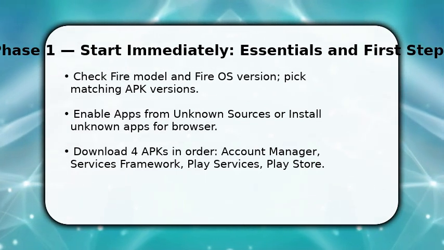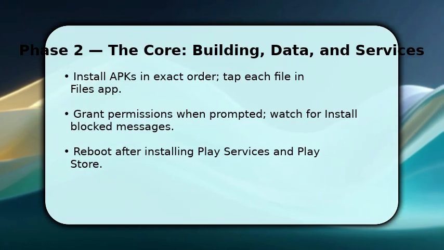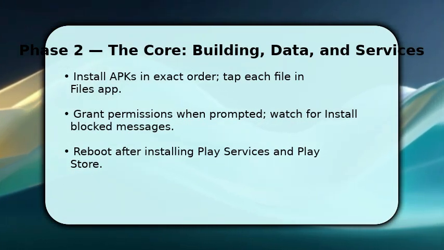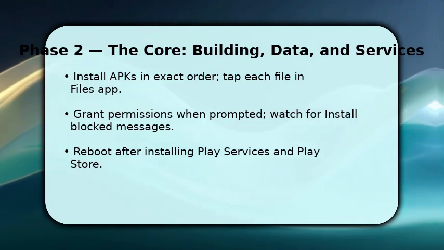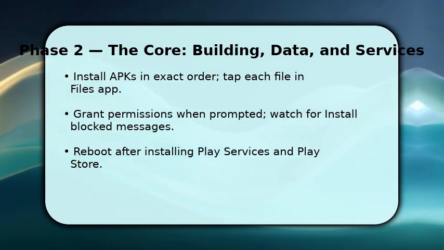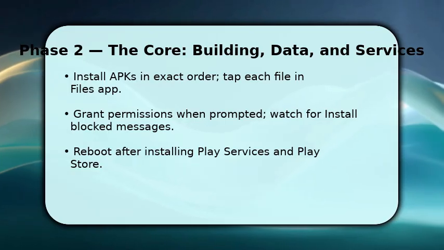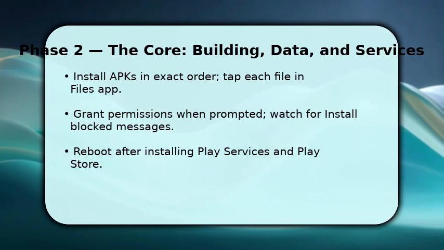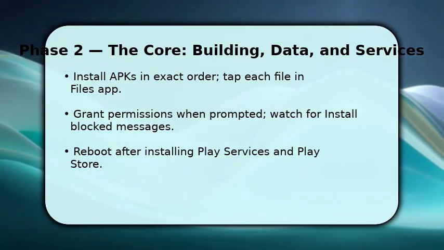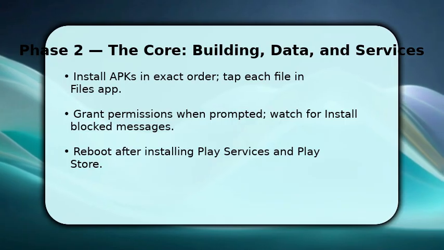Next, open the Files app and install each APK one at a time in the same order you downloaded them. This ensures dependencies resolve. Make sure you allow the browser or Files app to install unknown apps when the prompt appears and accept requested permissions so services can run. If you see Install blocked, return to Settings and enable that specific app.